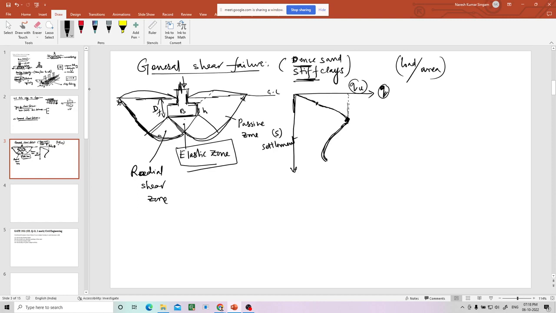Okay, this is also failure surface. These surfaces will reach the ground. This is ground, it will reach the ground. Then there will be heaves, lifting of soil. It will happen on the sides of the footing. This is called general shear failure, and general shear failure happens in dense sand and stiff clays. And the load settlement graph or response will be like this.